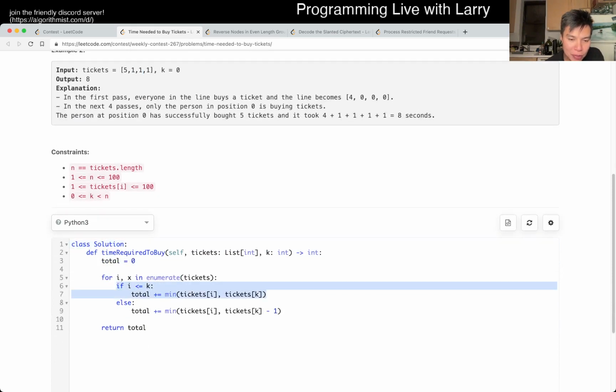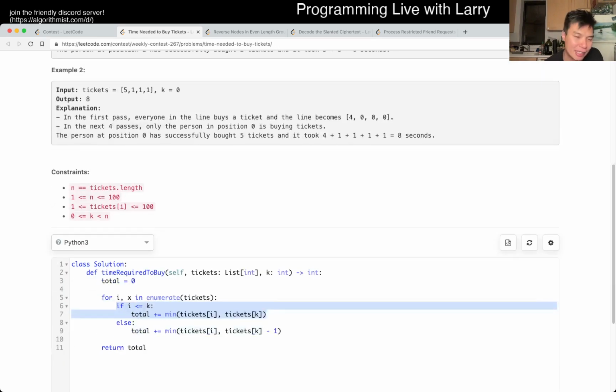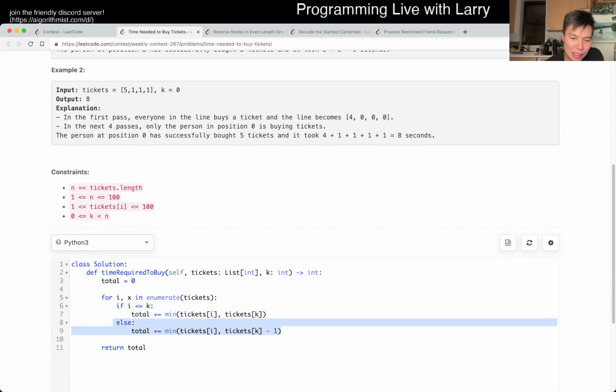This is the people in front of me. If they are there for a shorter length of time, we wait their time. If they're longer, then we just wait, because that's when we get out, right? And otherwise, if it's behind us in the line, then we don't wait the last iteration of the last loop. And there you go.